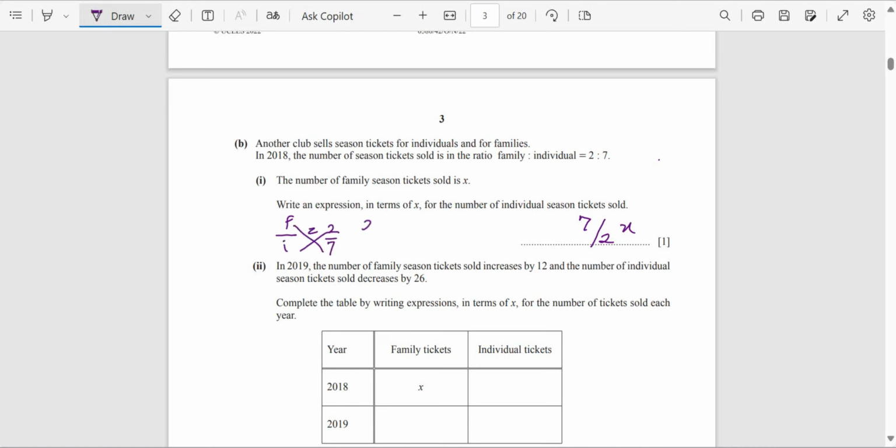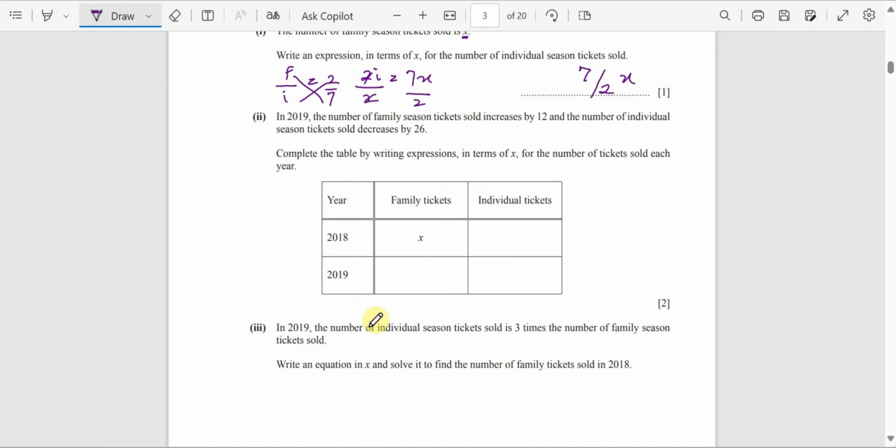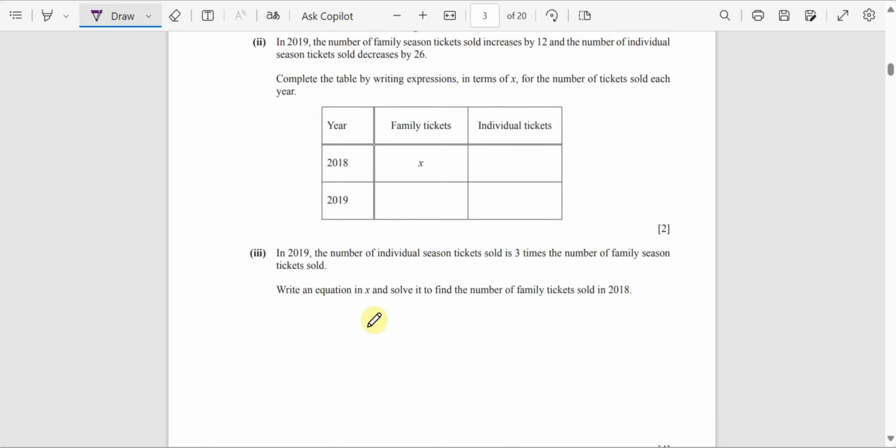So we have 2 individual equals 7 times family. And remember, family is x. So we divide both sides by 2, and then individual gives us 7 over 2x. There's also another way in which we can find the answer, but that seemed to be the easiest. So let's just take that approach.